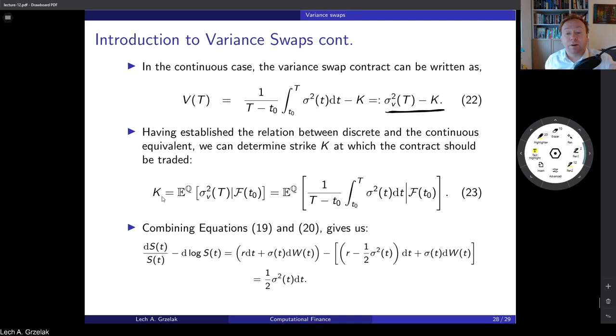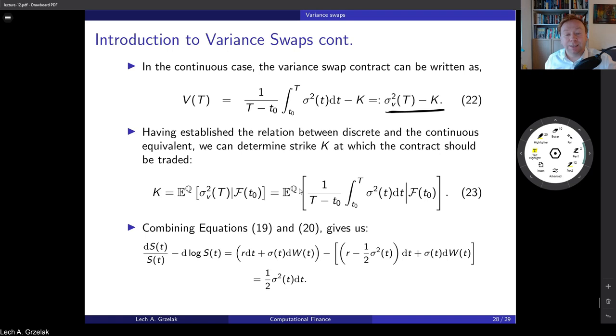So we would have a K, and we already mentioned that K has to be equal to the expected value of this sigma V squared. By definition, this would be just the expectation under the risk-control measure of 1 over (T minus t0) times the integral from t0 to T of sigma squared(t) dt. Of course, if you have a sigma which is time dependent, that's basically easy. You could just determine sigma(t) directly.